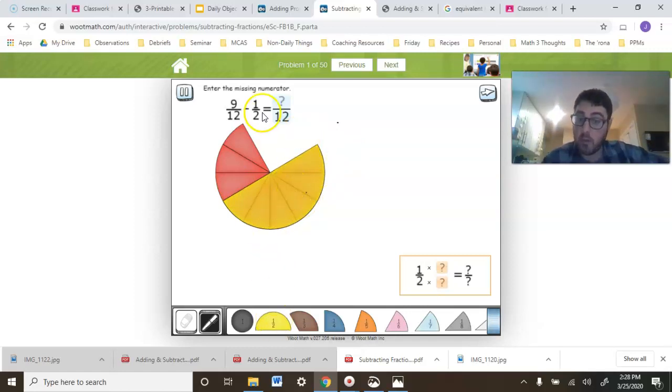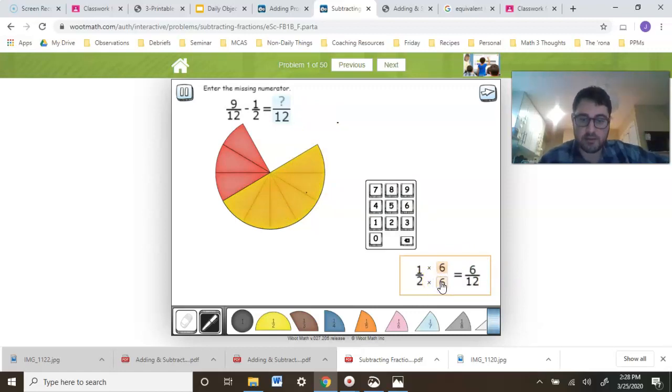But what I see is that 1/2 is the same as 1, 2, 3, 4, 5, 6. It's 6. It's the same as 6. So over here I would place 6 and 6. And now I'm able to write my subtraction problem.